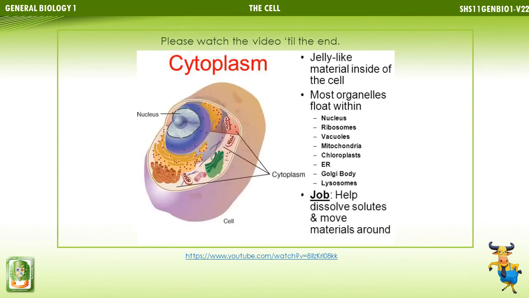Okay, well, what about the job? What does the cytoplasm actually do? Well, a lot of chemical reactions take place within the cell, and chemical reactions take place in the cytoplasm. So that's kind of what the job of the cytoplasm is. It helps to facilitate chemical reactions, and it also helps to dissolve solutes, particles that are in the cell, carbohydrates, proteins. These are all dissolved within the actual cytoplasm of the cell. So that's really what the main function of the cytoplasm is. It also adds support to the cell, a pressure support for the cell.